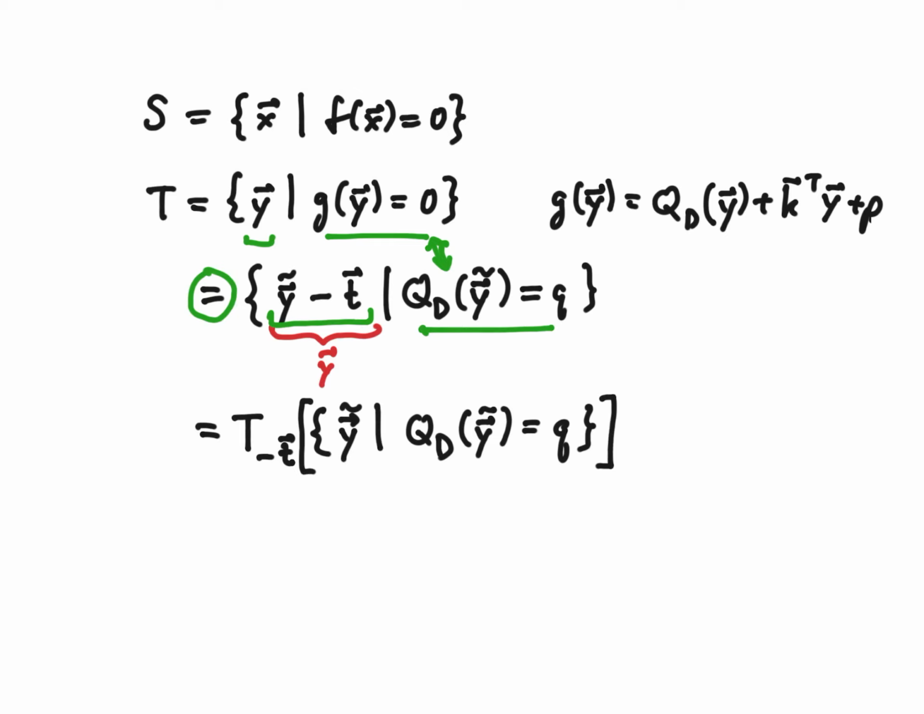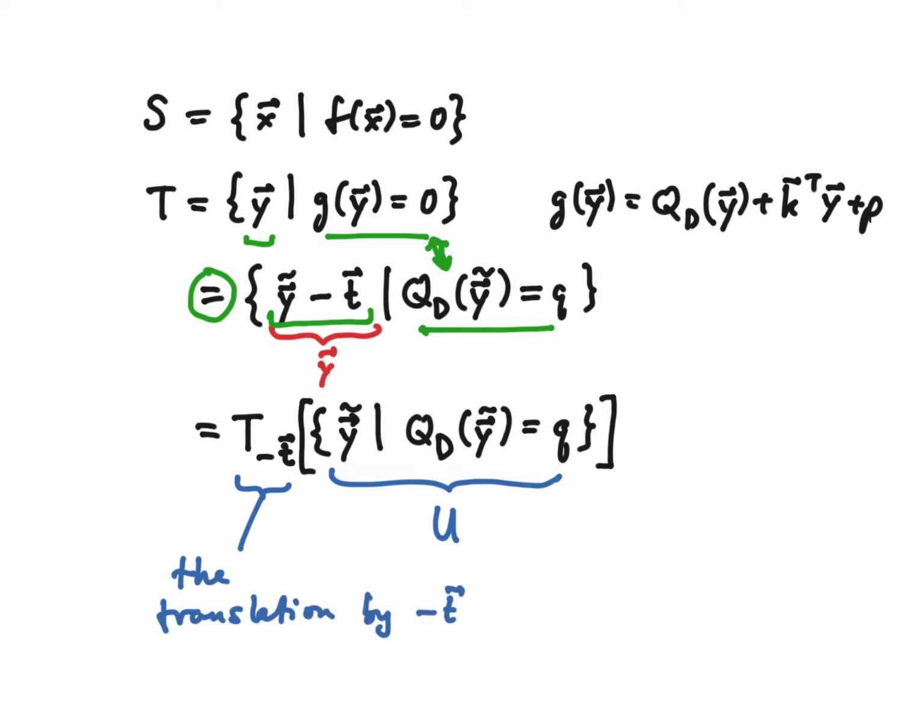And then you take the image of that whole set. Right, so I have this new set here. This set inside is not the same anymore. I'm going to call it capital U for short. So I'm essentially writing the set capital T as the image of capital U under some map, and this map is the translation by the vector negative t.